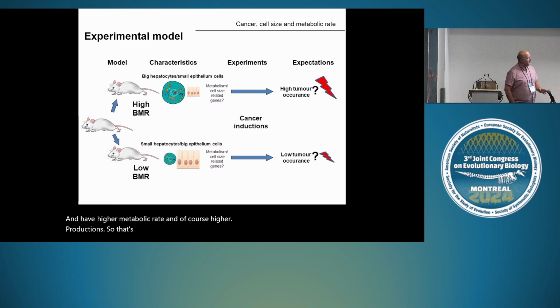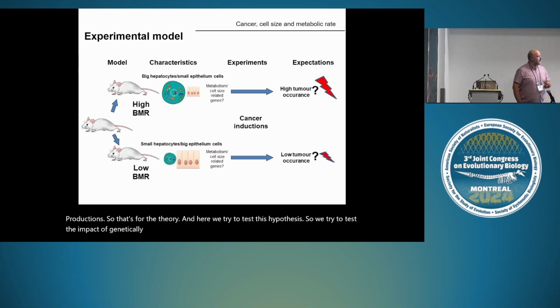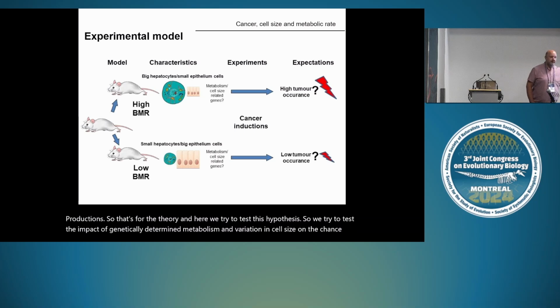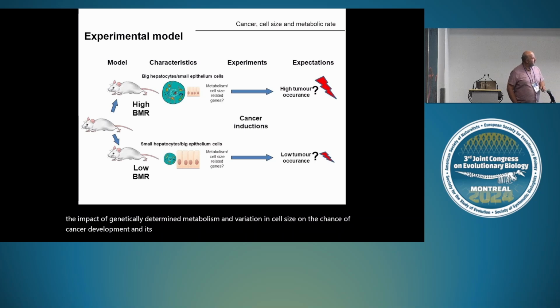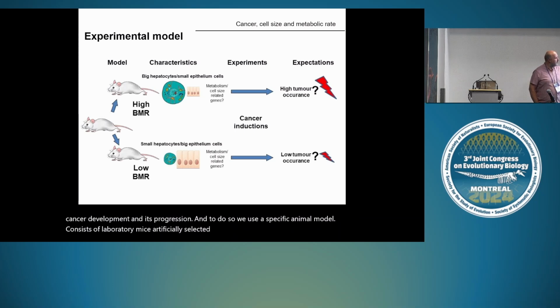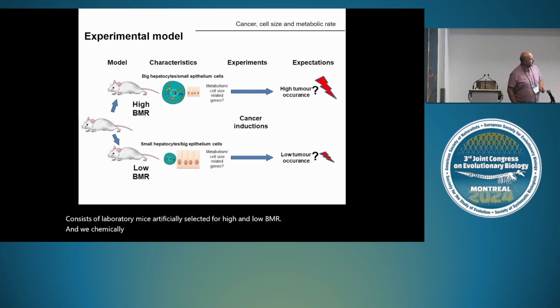That's for the theory, and here we try to test this hypothesis. So we test the impact of genetically determined metabolism and variation in cell size on the chance of cancer development and its progression. To do so, we use a specific animal model consisting of laboratory mice artificially selected for high and low BMR, and we chemically induced liver tumors to see if high BMR individuals developed cancer much more often and much faster.